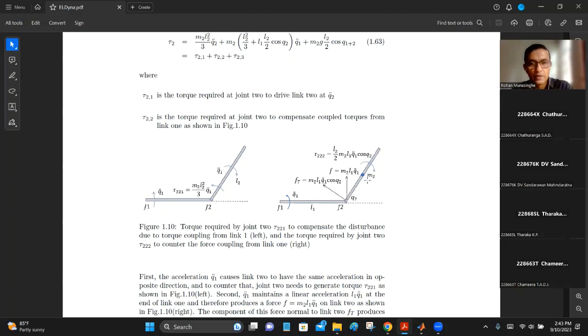So if link 2 cannot produce these individual torques, then what will happen? When you try to move link 1, link 2 will topple the other way.